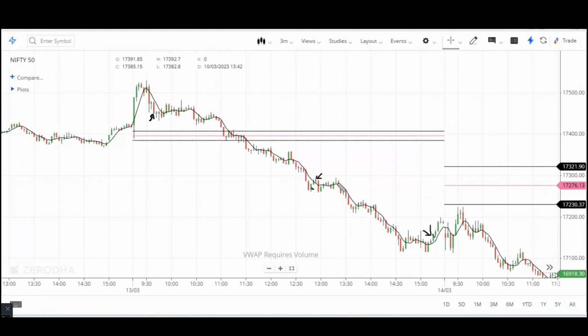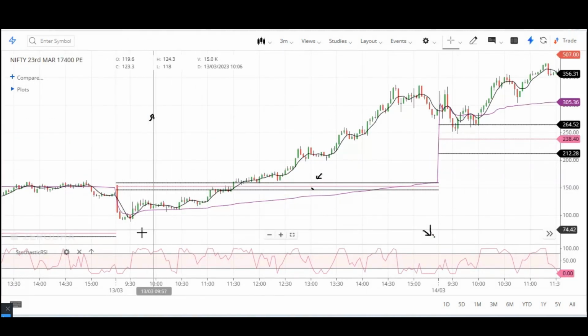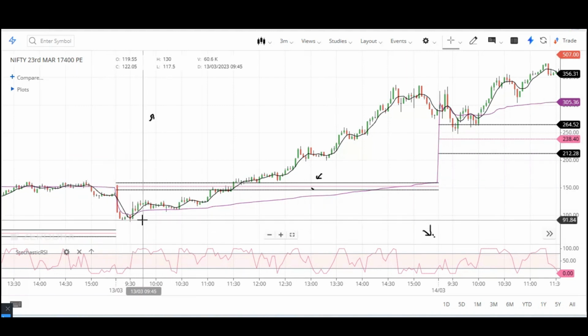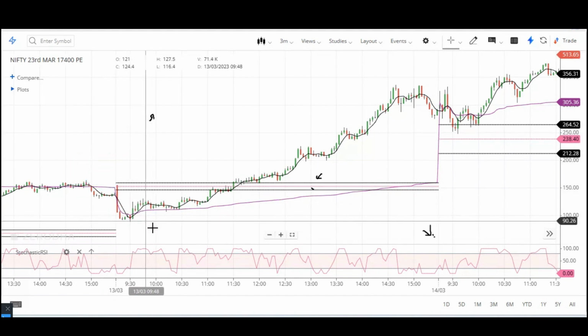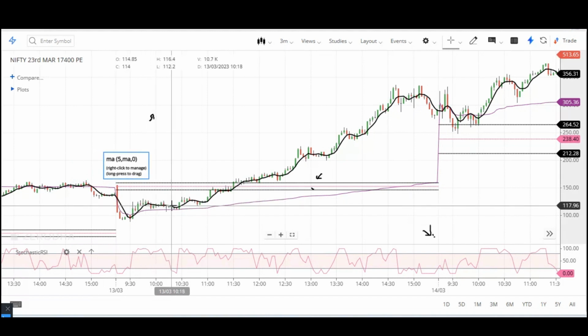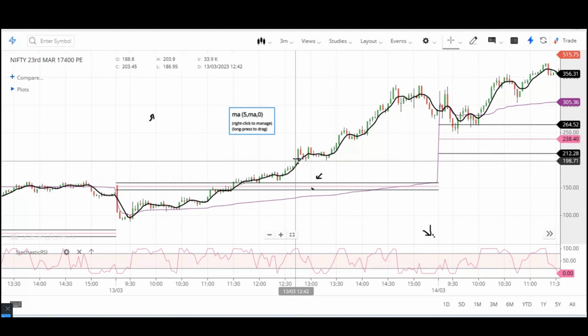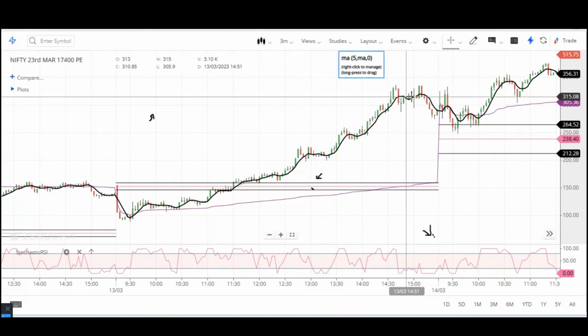So follow this, and let me show you the script I used for this trade. Somewhere around 9:40 I entered this trade and just followed the five moving average. See how beautifully you have to hold on to your trade.